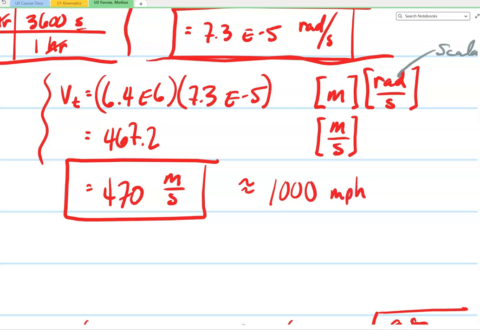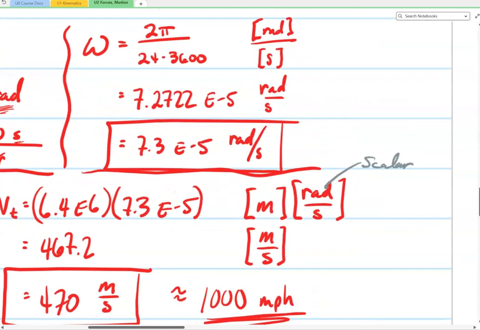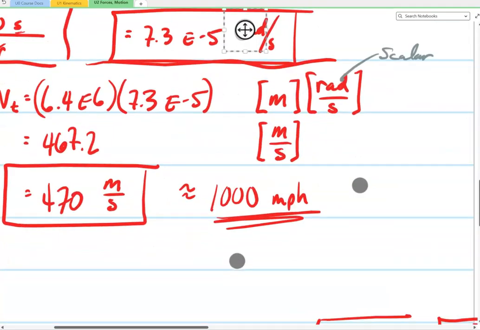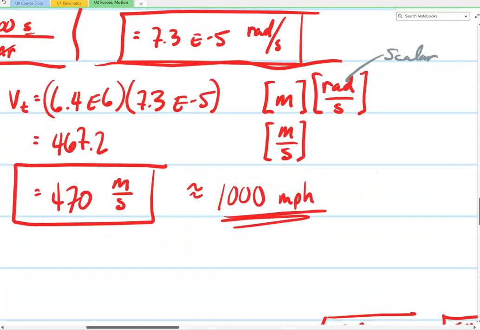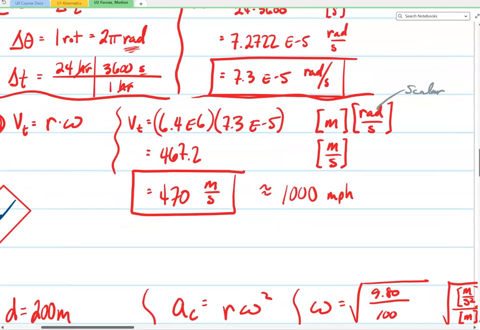So at the equator, even though we're only rotating at, what is this, 7/100,000ths of a radian per second, I think I got that right, we're actually rotating with a tangential velocity of 1,000 miles per hour if you were standing at the equator. So it's kind of an interesting dynamic there.